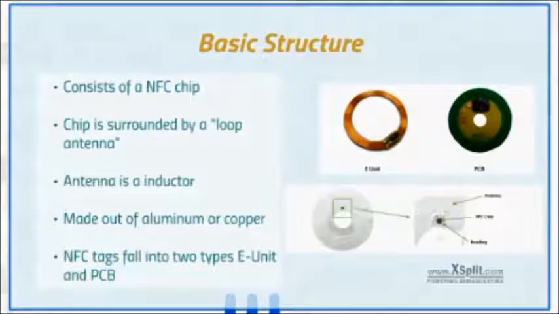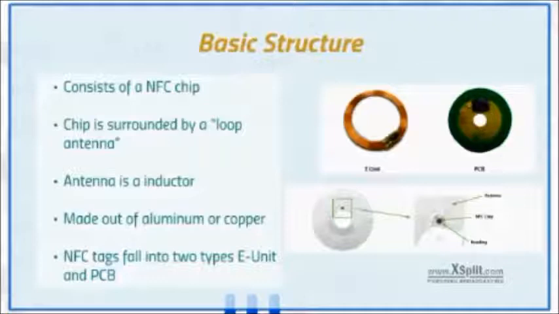The basic structure of an NFC device. The overall structure of an NFC device is an NFC chip surrounded by an inductor antenna, or basically a loop antenna. The NFC chip contains the main part of the NFC. The chip contains the data that is sent or received and can be programmed for a variety of uses, while the antenna induces the current which powers the chip.